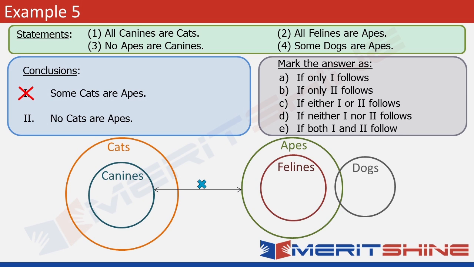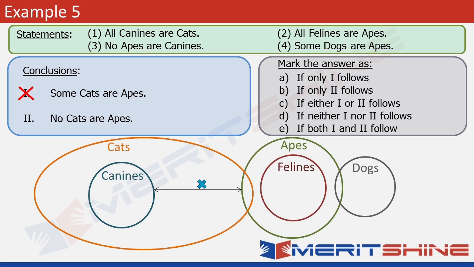No cats are apes. Now it's a negative conclusion. So we should try exploring the possibilities. We can see here very easily that the set of cats can be extended to overlap with apes. Something like this. So it means that this conclusion 2 also does not follow, since we can see that cats and apes can overlap without violating any condition. Now this is where it's going to be different. Though both the conclusions here do not follow, we would not mark D as the answer. The reason is that it's a special case.